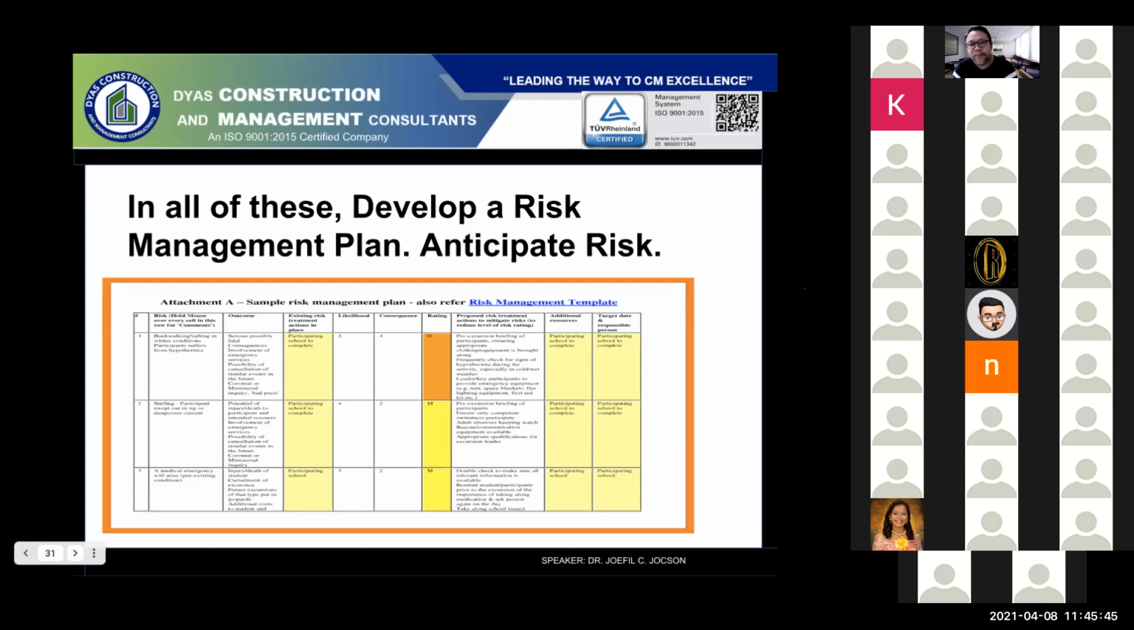Pupunta ka lang sa response, no? So ibig sabihin, andyan na lahat, na-consider niya na. And we have this, no? As a CM, ISO certified at that, meron kaming risk management plan. Na kung anong issue dyan sa site, meron na kami yan. May process na kaming gagawin.